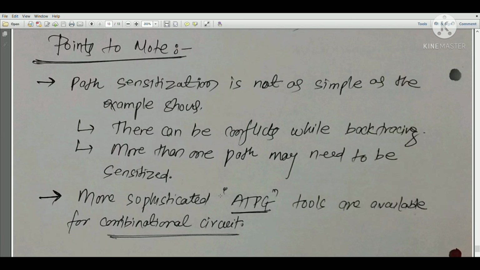More sophisticated ATPG tools are available for combinational circuits nowadays. More advanced and more sophisticated tools are available. But another important point to remember here is that the path sensitization method is the basis of all automated test pattern generation schemes. We will see the automated test pattern generation scheme in the next lecture, and then we will talk about some algorithms, and in those algorithms I will tell you more detail about path sensitization and the other algorithms that have been developed for automated test pattern generation.